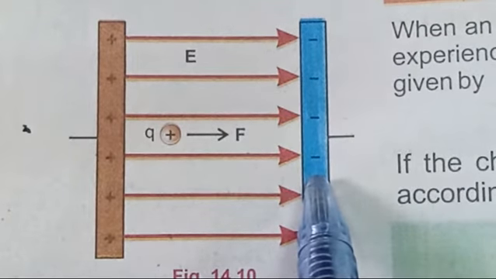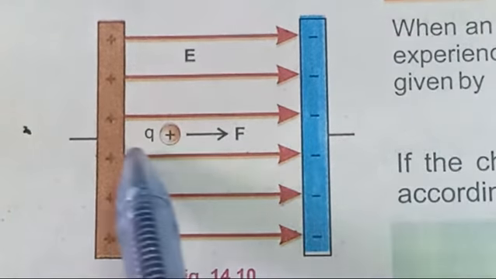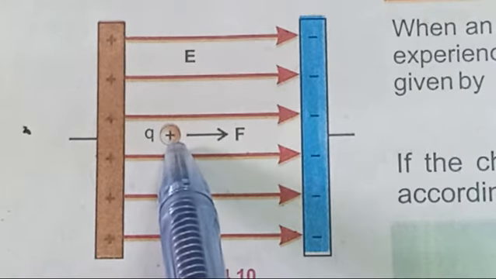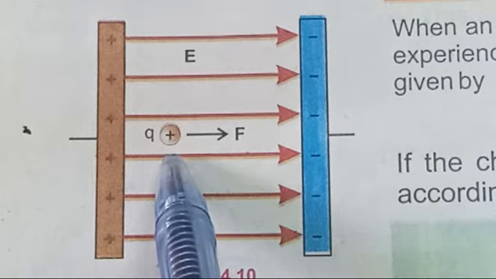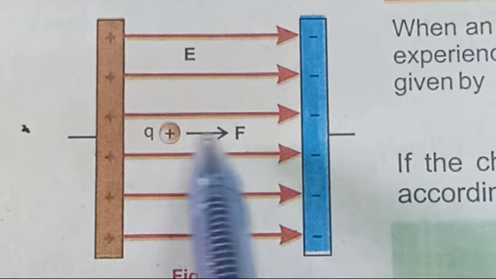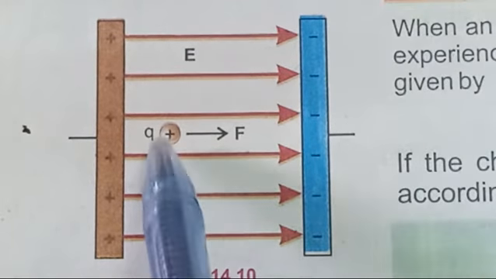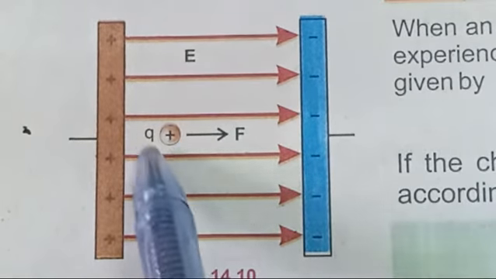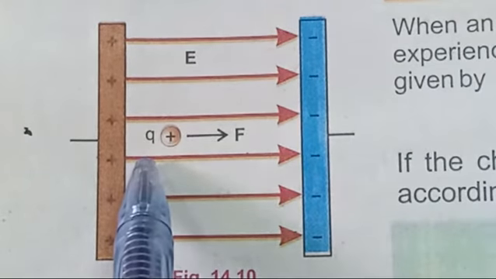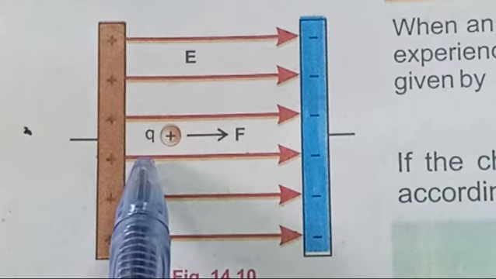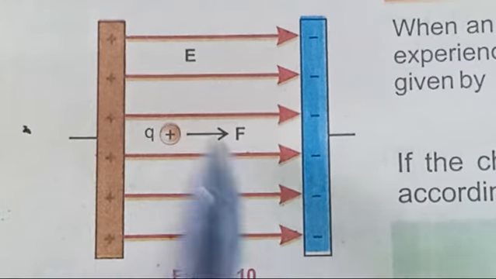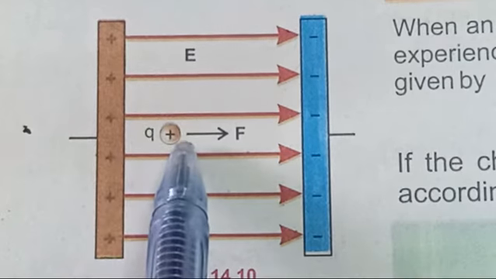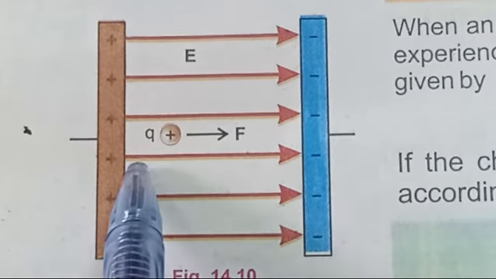So the force experienced by this charge in the electric field is written as F, representing force, equal to QE. This is the force experienced by a charge when it is placed in an electric field. Now if the charge is free to move, then it will accelerate according to Newton's law.